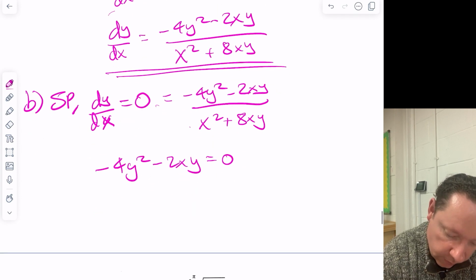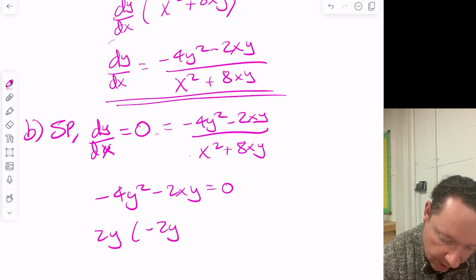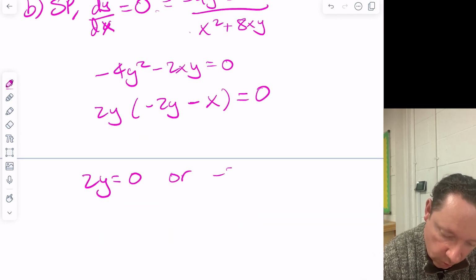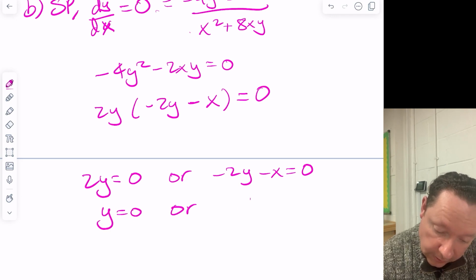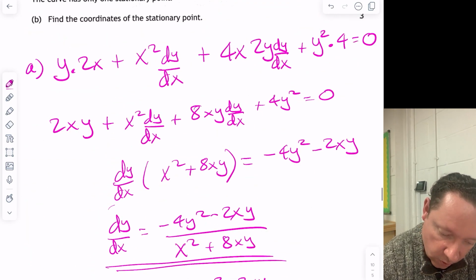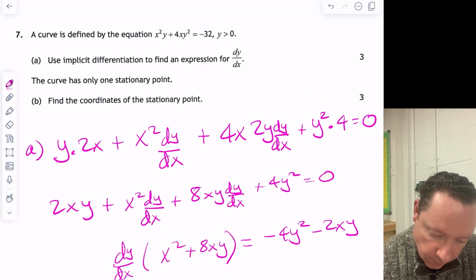So let's see if we can take a common factor. Well, we can take 2y out. So that gives me minus 2y and minus x. So that means that 2y equals 0 or minus 2y minus x equals 0. So y equals 0 or x equals minus 2y. But it can't be that one, simply because there's only one stationary point where y is greater than 0. So it is the other one.